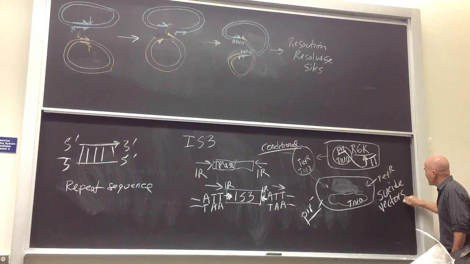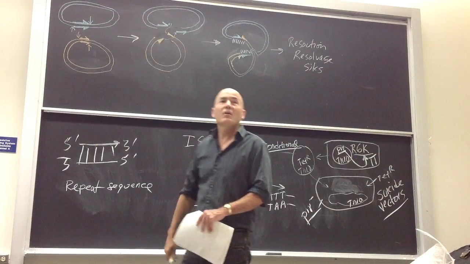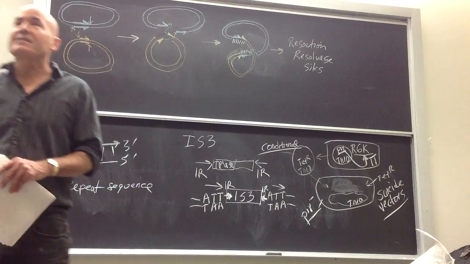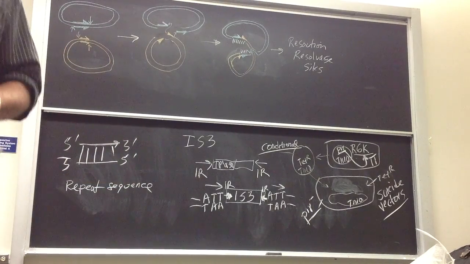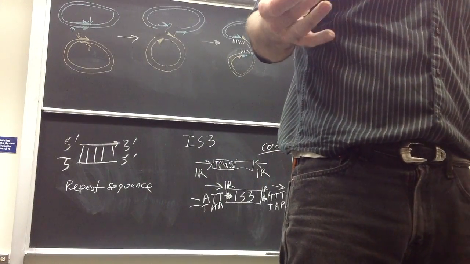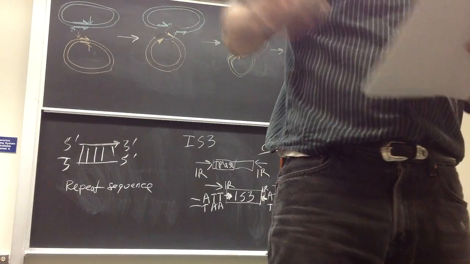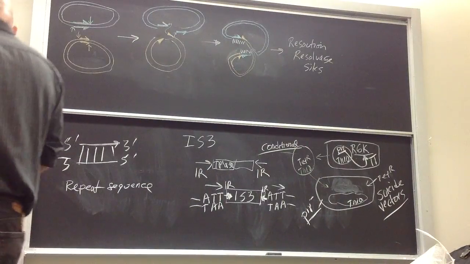A suicide vector is one that, when you move it into a cell, an E. coli cell for example, it dies, it commits suicide. It doesn't really commit suicide, it just doesn't replicate. Essentially committing suicide, it can't replicate, and then anything that was on there, like a transposon, if it could hop, we could select for those hops.